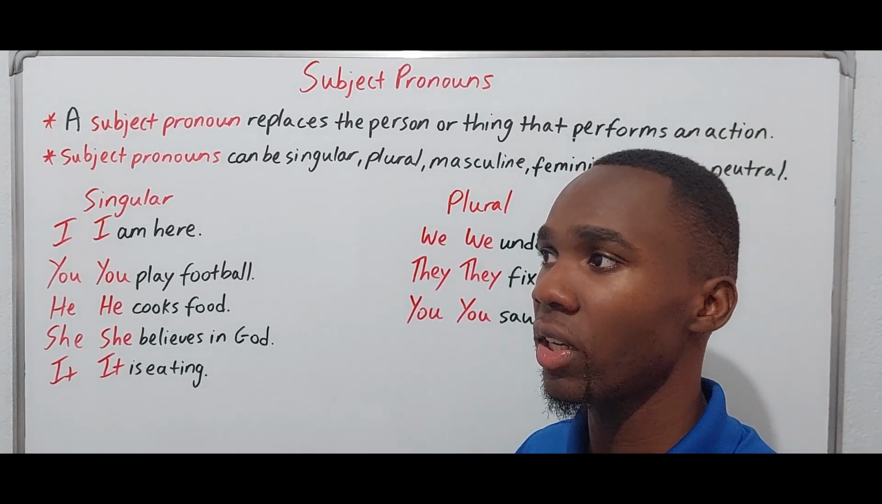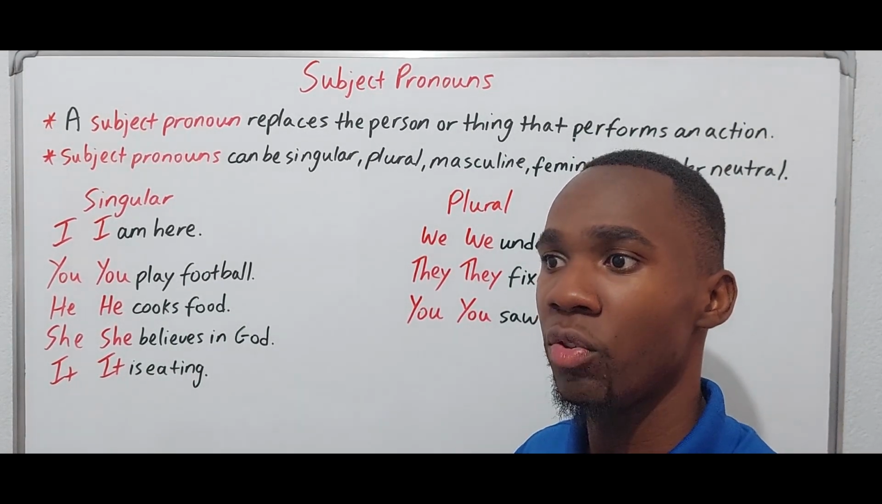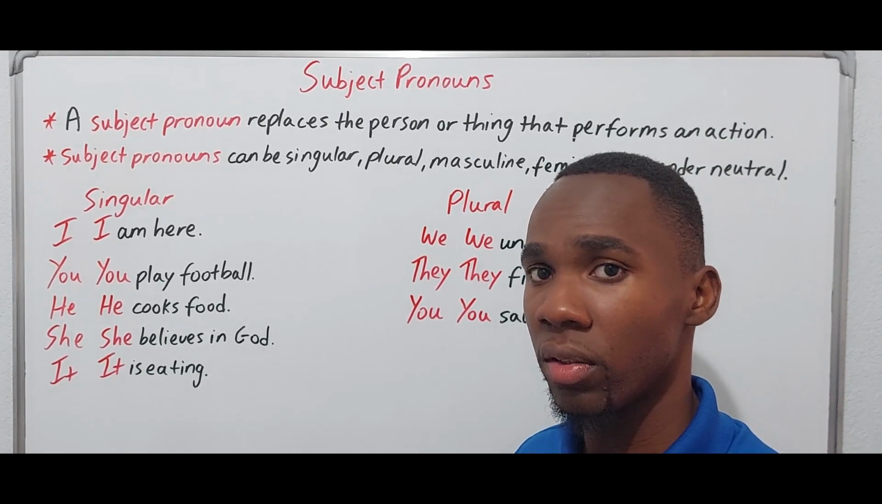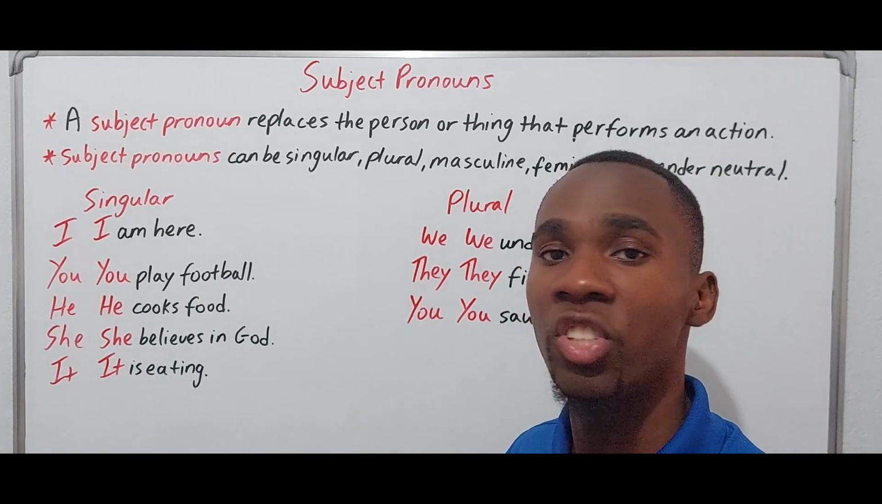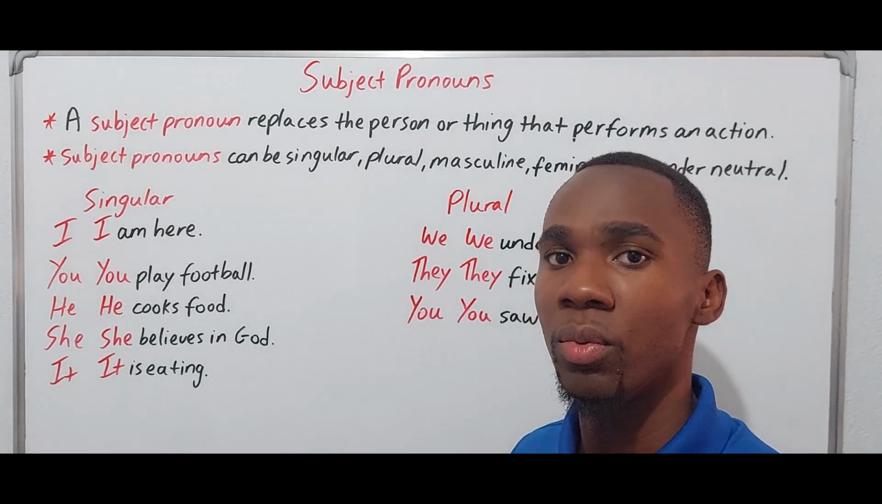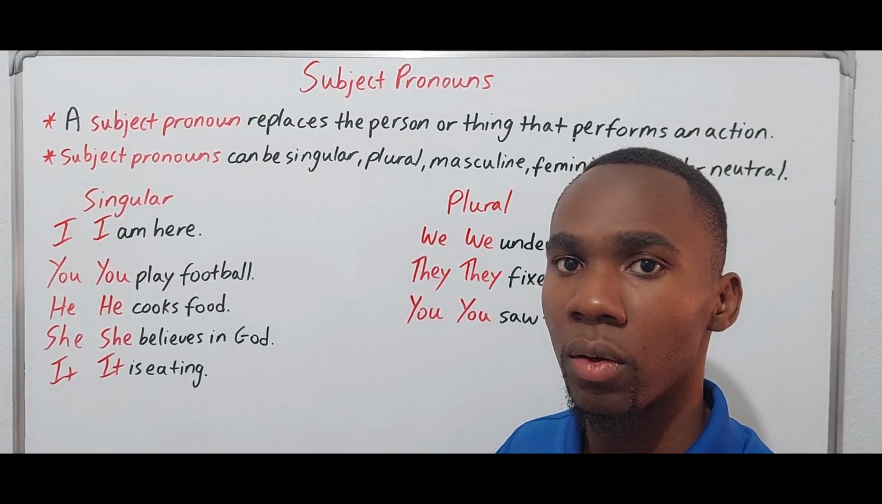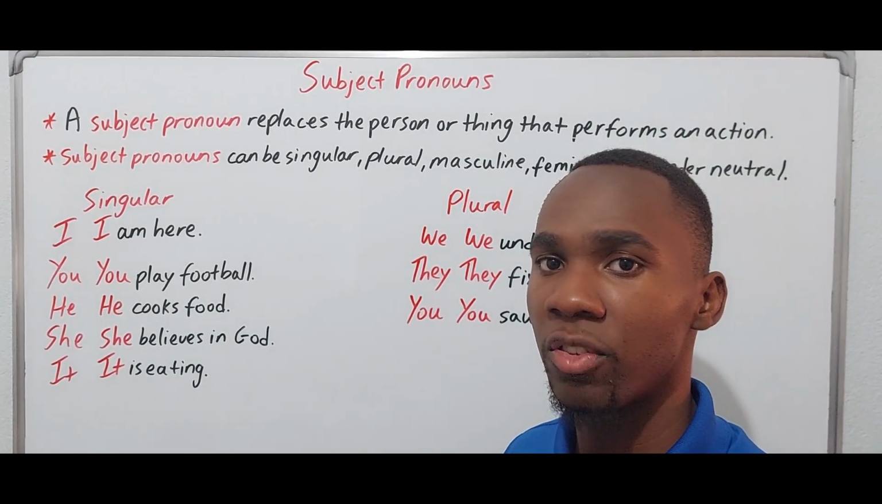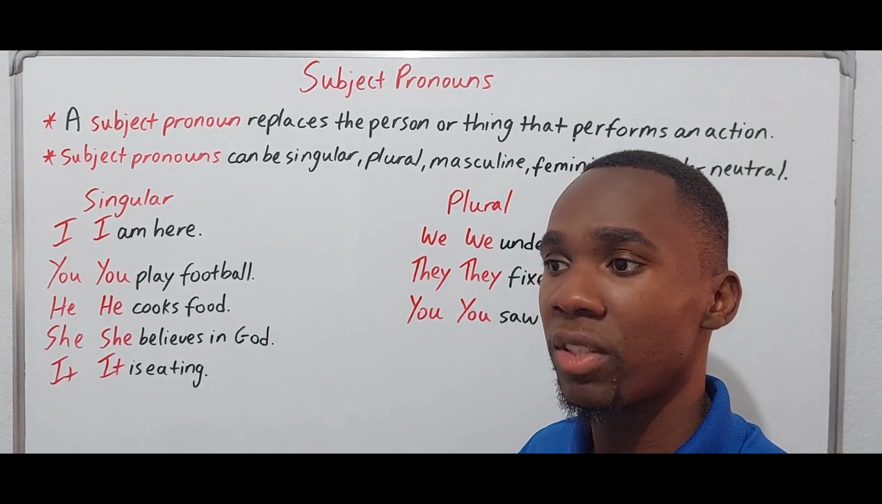So you can't be talking about John, and then when you make reference to John using a pronoun, you use she, for example. No, because she would be for a female. Okay, so they have to agree in terms of gender and number. And they also must be mentioned.